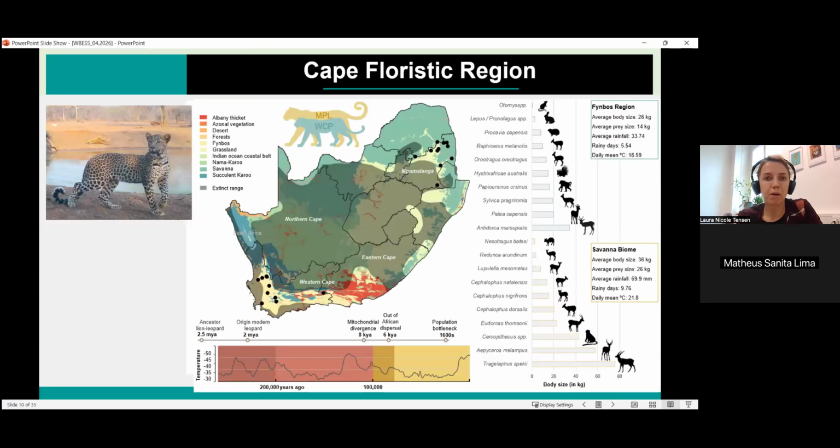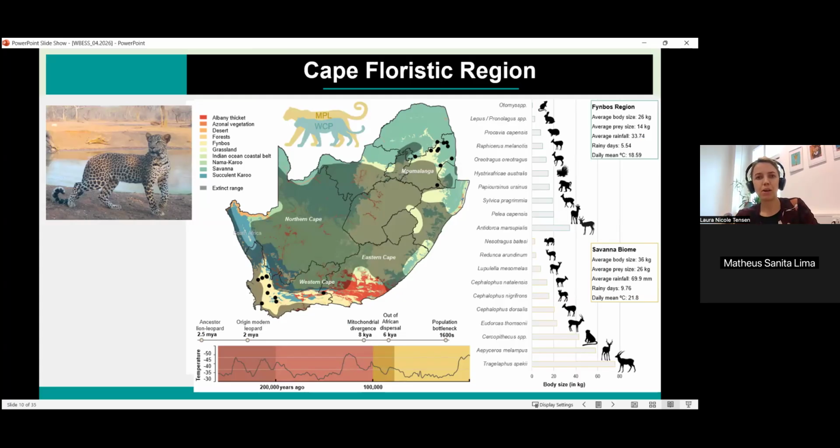So to put this a little bit in an overview of where these populations reside, this is a map of Africa with all the different biomes, and you can see the Cape leopards in the very south, like I said, the Western and Eastern Cape, where the fynbos biome dominates. And we have another study site up north in the Mpumalanga province, and this is where savanna habitat tends to dominate, tropical savanna.